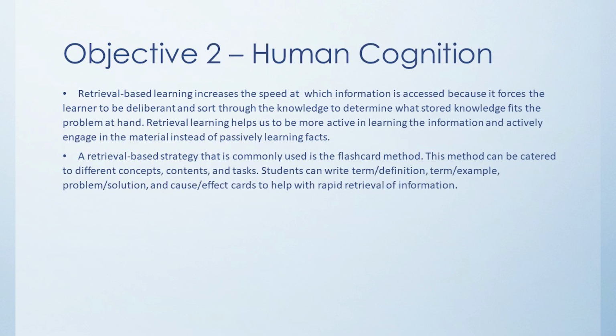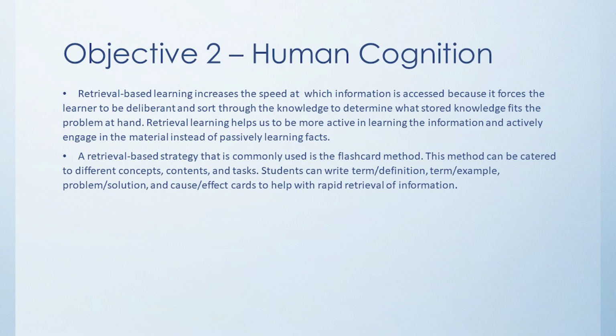My second objective covers human cognition. So with this one, I'm going to discuss retrieval-based learning and how it increases the speed at which information is accessed because it forces the learner to be deliberate and sort through the knowledge in order to determine what is stored and how it fits to the problem at hand.